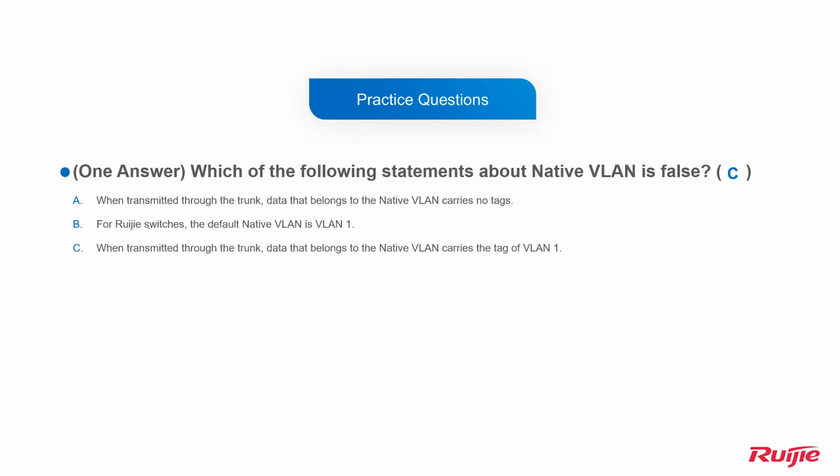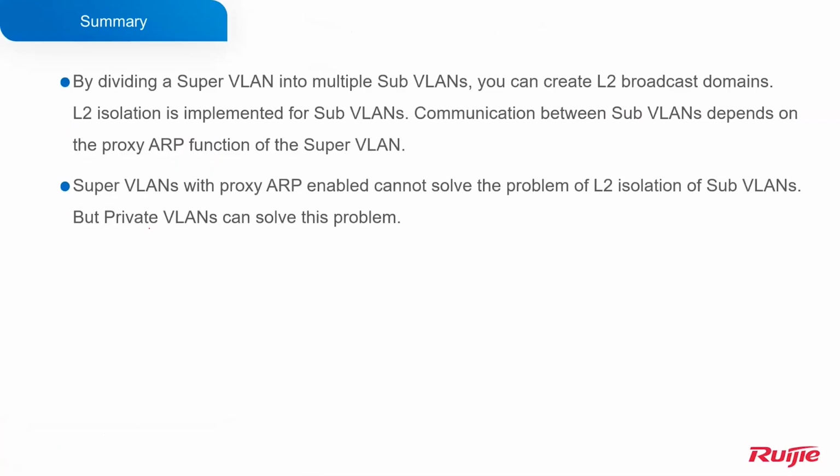Okay, so that's all for the content of this part. And let's make a summary together. By dividing a super VLAN into multiple sub VLANs, you can create layer 2 broadcast domains. Layer 2 isolation is implemented for sub VLANs, and communication between sub VLANs depends on the proxy ARP function of the super VLAN. Super VLANs with proxy ARP enabled cannot solve the problem of layer 2 isolation of sub VLANs, but private VLANs can solve this problem. Okay, that's all for this part. Thank you for your listening.